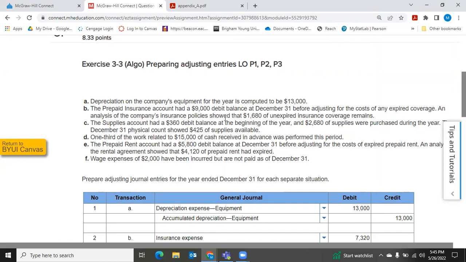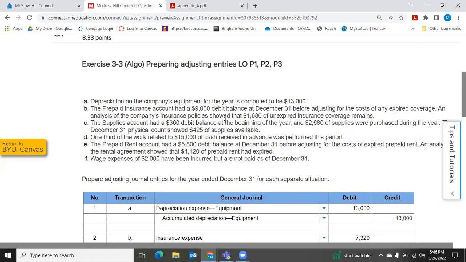So the first one is depreciation. Again, the question is always, are they giving me the data I need to calculate this, or are they just giving me the number to use? On A, depreciation on the company's equipment for the year is computed to be 13,000. So here they're telling us the amount of depreciation. All we have to do then is create the entry.